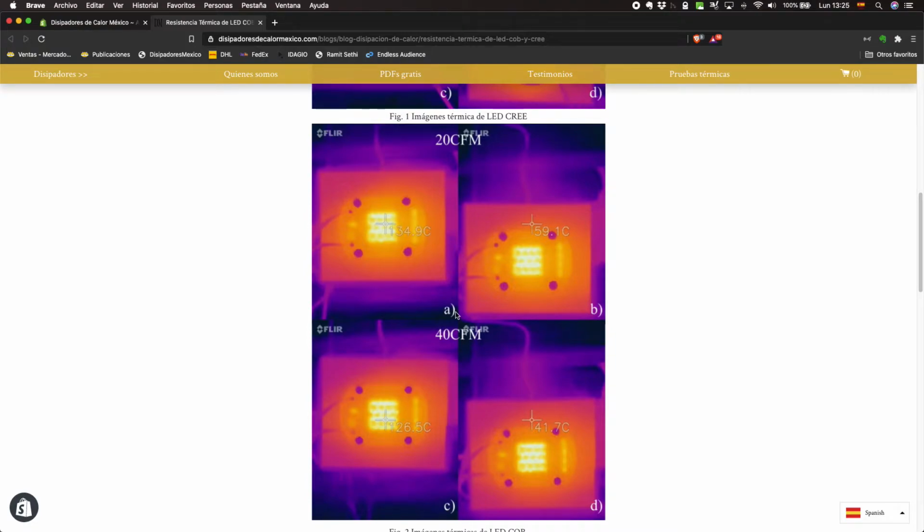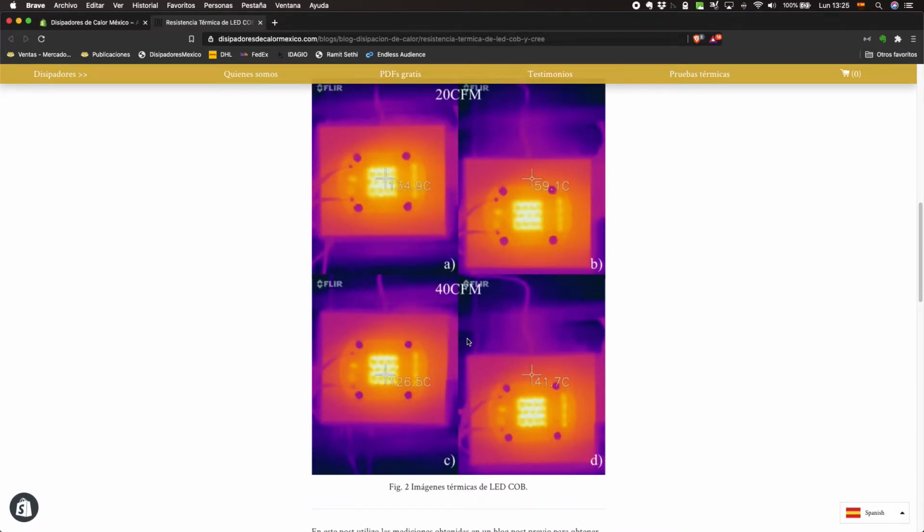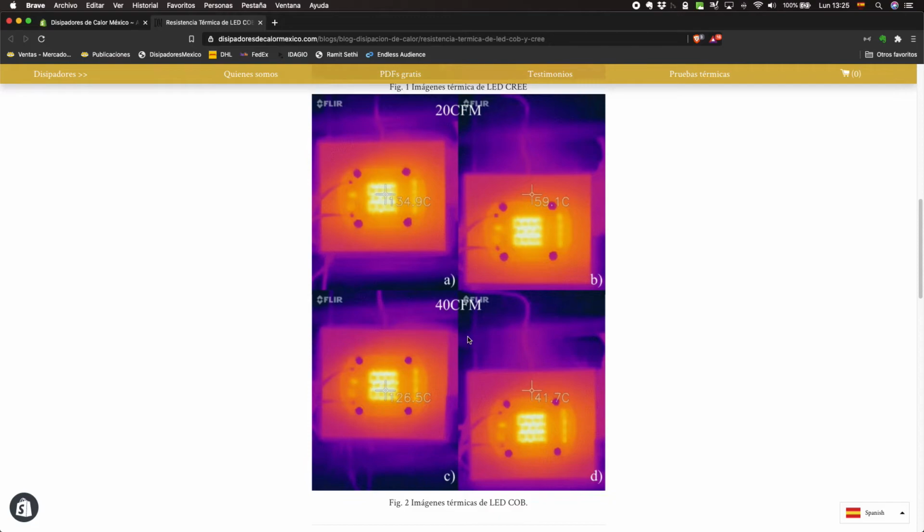As I studied in the previous video, I used two fans with different air speeds to see the difference in temperature that this would cause. So for this analysis, I used all the measurements that I obtained for that video.